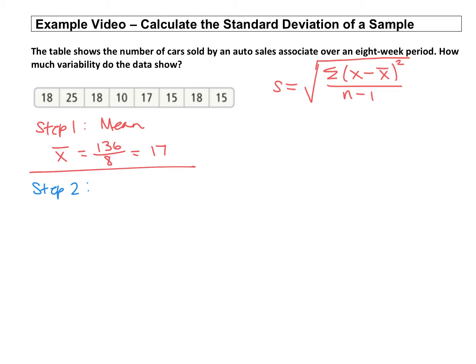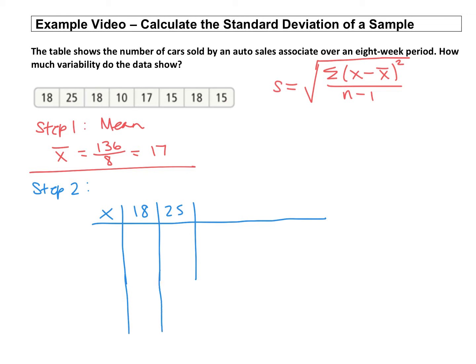Step 2, we're going to find the difference between each data value and the mean, and then we're going to square that difference. So this might be easier to set up in a table. So x is representing our data value. So I'm just going to copy that table from above. We have 18, 25. Actually, I know these are going to need to be longer, so I'll just do that now. We're just going to fill that in across the top.